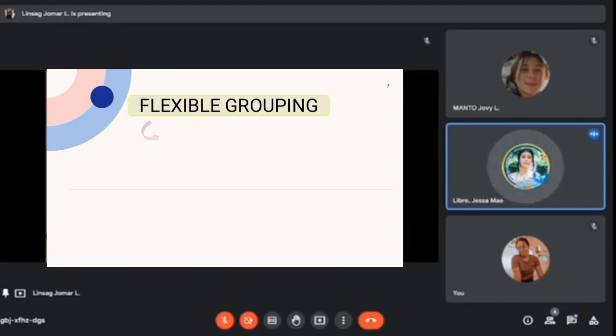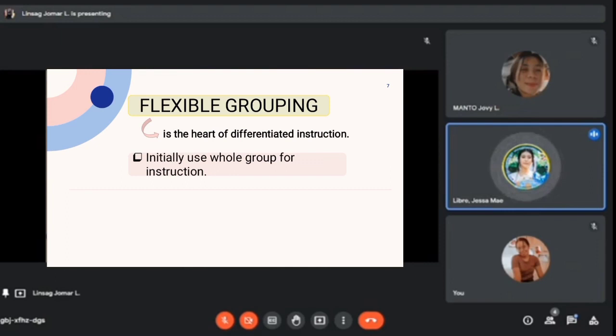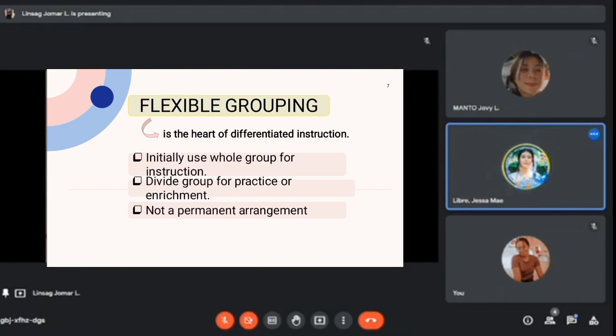So now let's discuss flexible grouping. Flexible grouping is the heart of differentiated instruction because it provides students the opportunity to be part of many different groups based on their readiness, interest, or learning style. Groupings may initially be used for instruction. It is not a permanent arrangement, and students divide into groups for practice and enrichment, and it will only last for hours, days, or weeks.